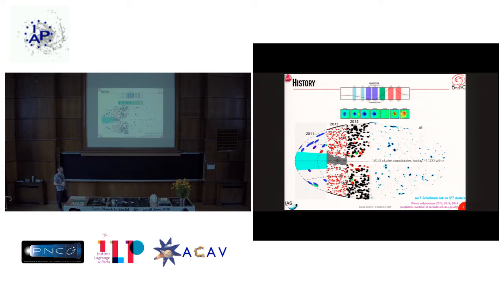The signal is really weak, so you have to make a dedicated cluster finder. We did that in three different releases, in 2011, 13, and 15, and ended up with something like more than 1,600 cluster candidates, for which we have more than 1,000 redshifts.